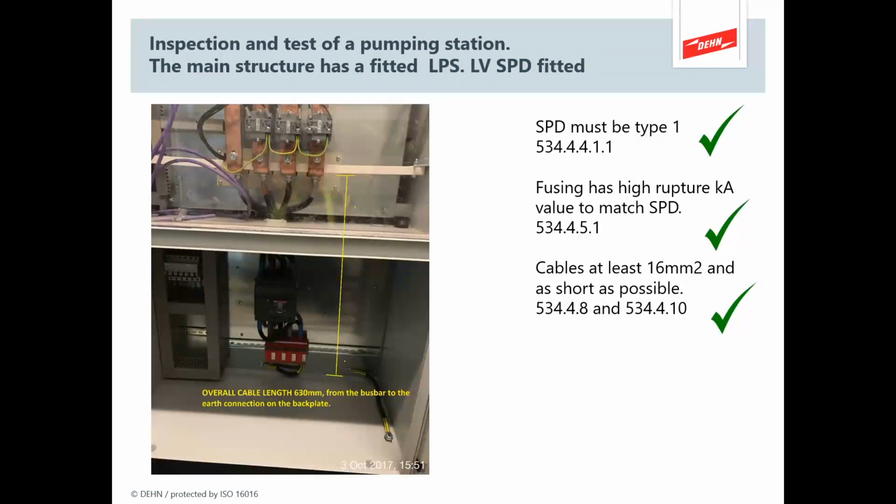So in this installation, it's fairly easy. I tick the box that there's an SPD fitted. I can tick the box that it's a type 1 if necessary. I can tick the box if it's got the overcurrent protection to match the kA value of the SPD, and I can tick the box that the cables are the correct size, at least 16mm because it's a type 1, and they're within the 0.5 to 1 meter rule within the standard as well. So it's not just one tick box, even for one SPD.